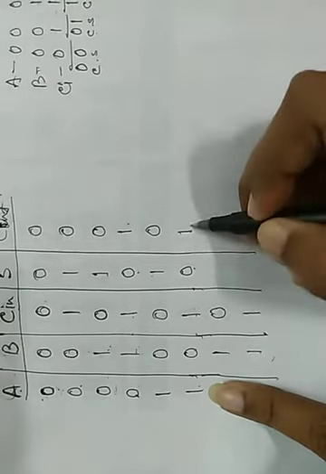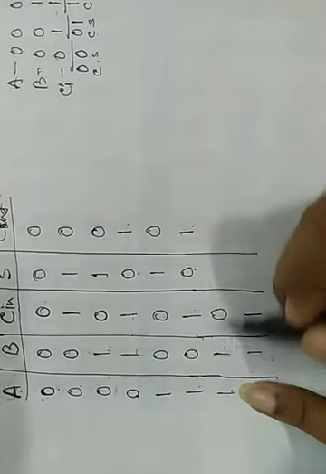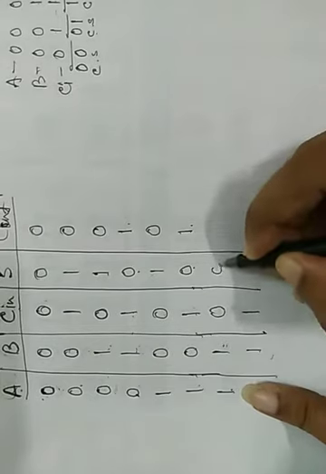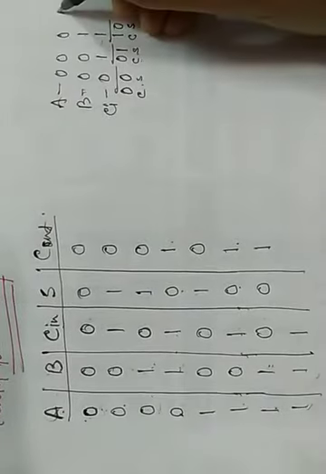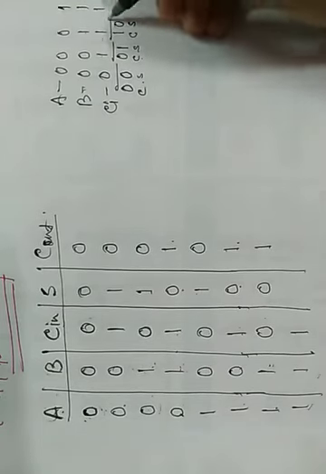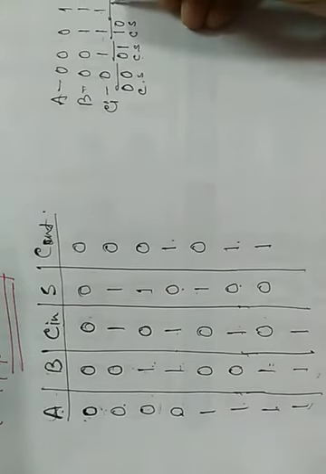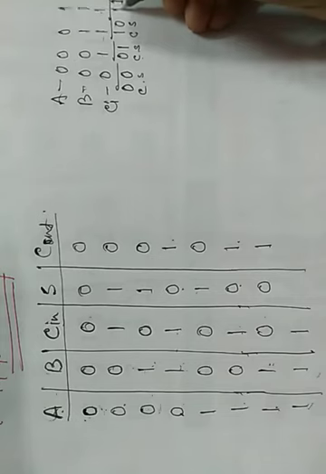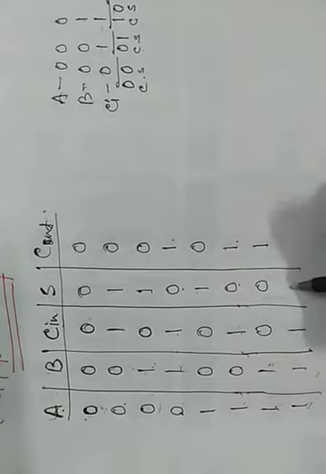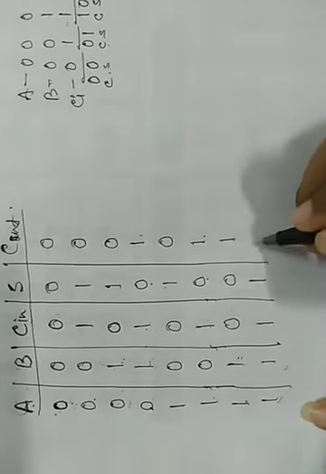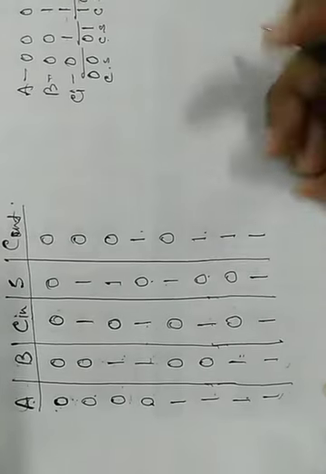You know that addition of 2 ones is sum 0, carry 1. Here also 1, 1, 0. That means sum is 0, carry is 1. Here are 3 ones, 1, 1, 1. 3 ones means we know that sum is 1, carry is also 1. Okay, this is sum, this is carry. So here sum is 1, carry is also 1. Clear?